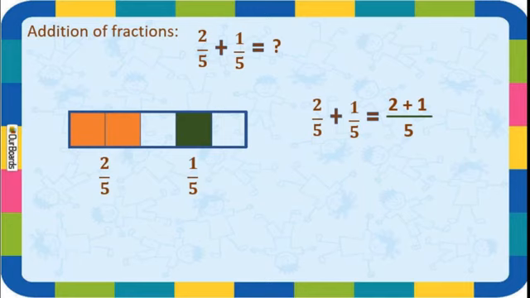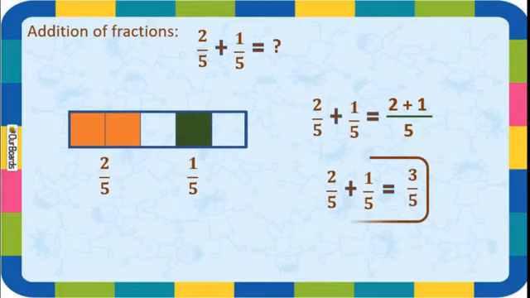Okay, now 2 plus 1 is how much? Again we will write this. 2 plus 1 is 3 upon 5. Isn't it? Yes, dear students, this is our answer. You can see from the picture also there are 3 colored parts out of 5.